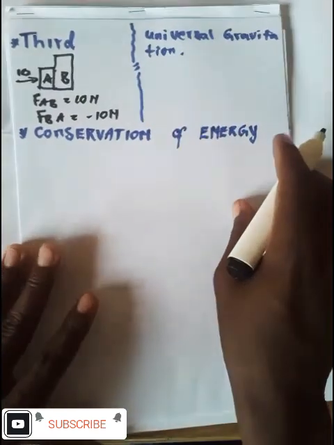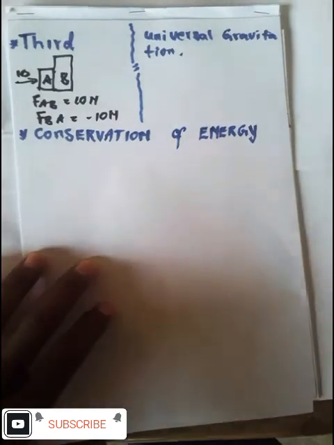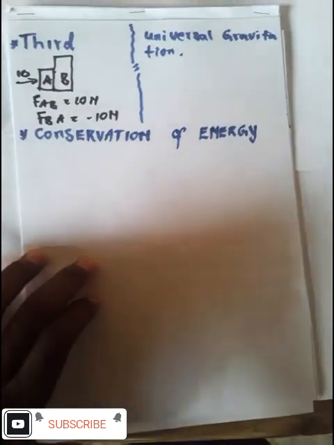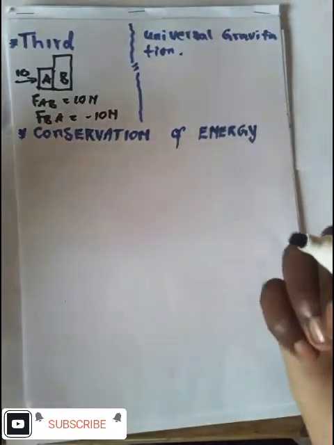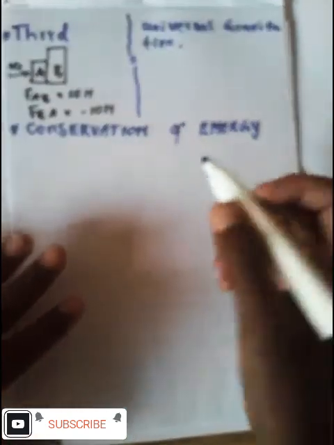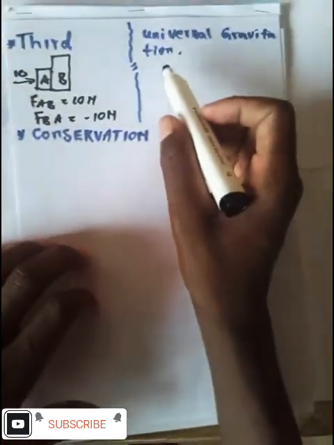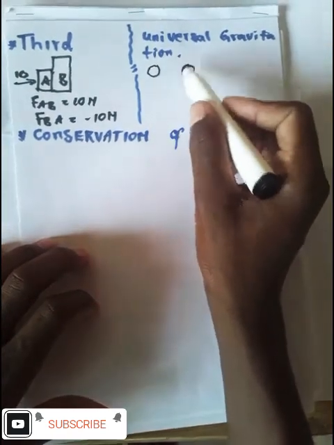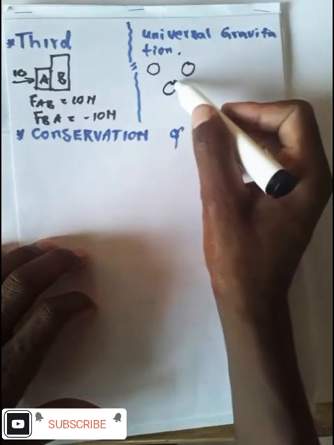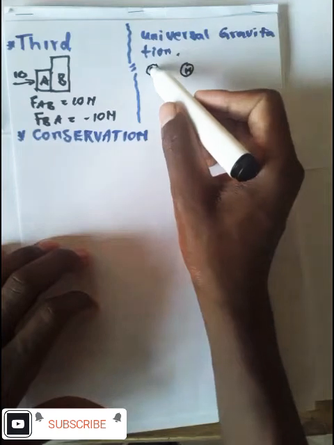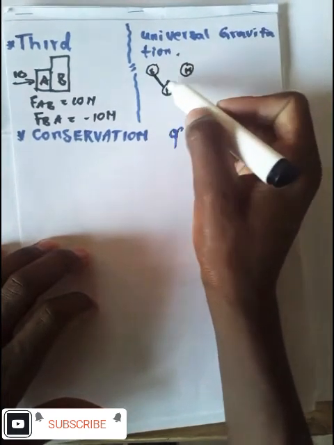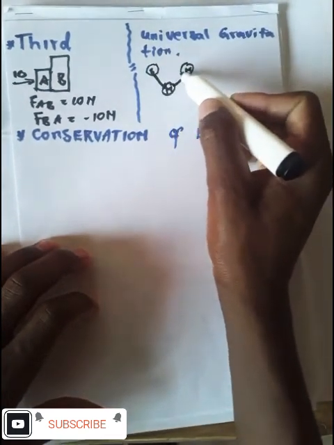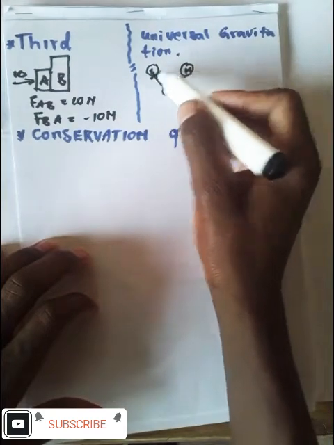So we are going to universal gravitation. This is where we're talking about objects in space. Each and every object in space attracts each other; we have a force of attraction. Let's say this is Mars, this is a moon, and this is the sun. The sun attracts Mars, while Mars attracts the moon. They also attract each other.